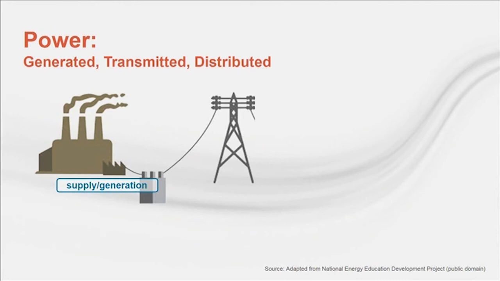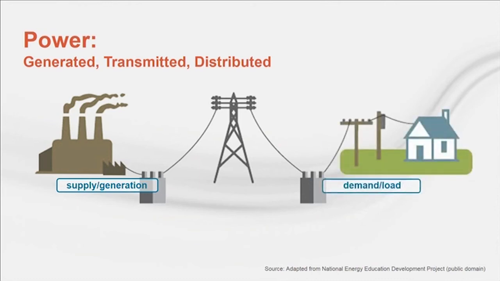Now, these high voltage and extra high voltage transmission lines carry electricity for long distances until it reaches the area closer to where it will ultimately be used. Once it's close to its destination, transformers step the voltage back down so that it can more safely be distributed to cities and neighborhoods. The term distribution typically refers to anything less than 35,000 volts.